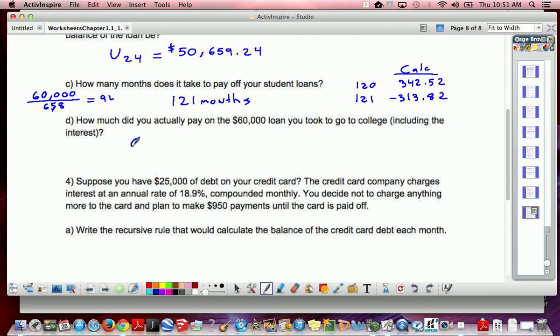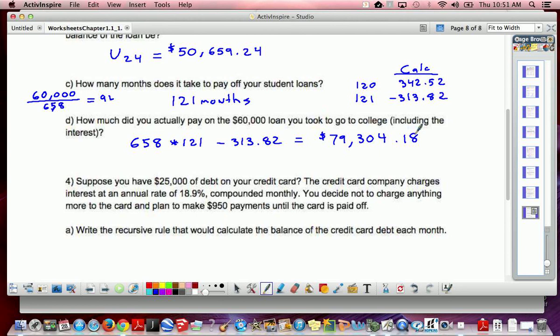So D again says, how much did I actually pay for the loan? So I was paying $658. I did that for 121 months, but on that last month, I overpaid by $313.82. So to go to college, my $60,000 in loans will actually cost me $79,304.18.